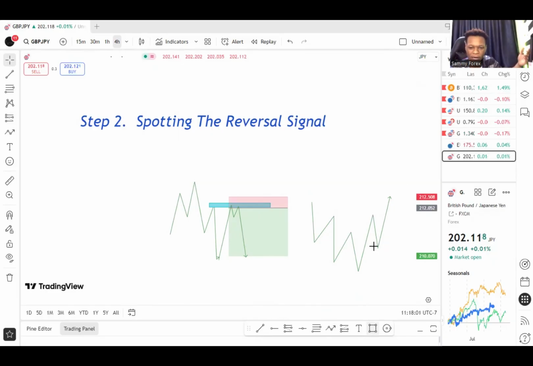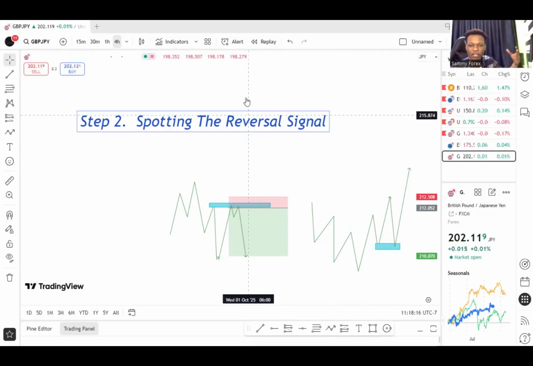What you have to do is mark out this low because this is now your bullish trend low, wait for price to come into your bullish trend low, and then you execute your buying opportunity. Remember, once price comes to your key zones, what will you do? You drop down to your lower time frame to take your entry. So this is how you can spot the reversal signal early.